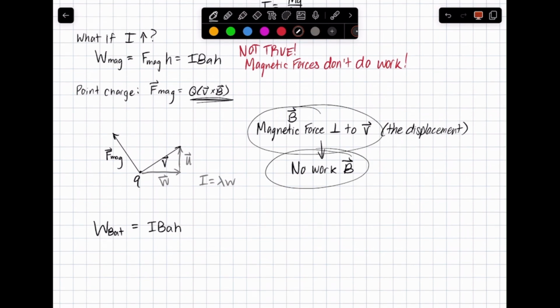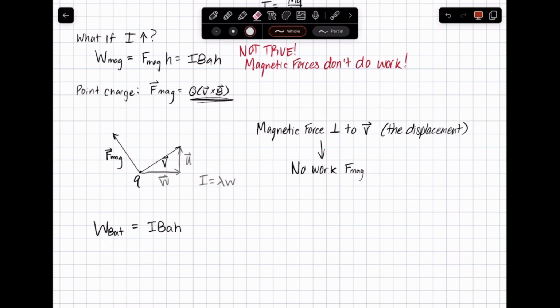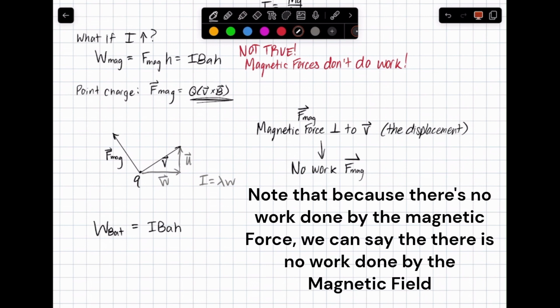Since the magnetic force is perpendicular to the displacement, there is no work being done by the magnetic field, or magnetic force, excuse me. No, that is not right. By the magnetic force. I don't know why I wrote B here. My bad. Because that is going to be perpendicular to V.